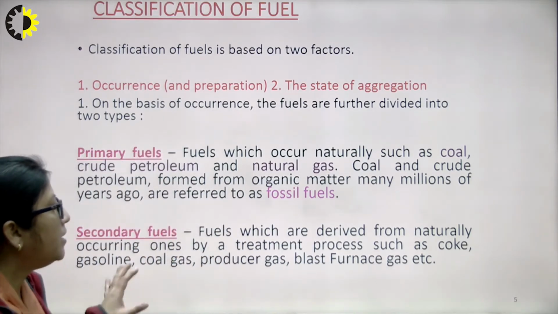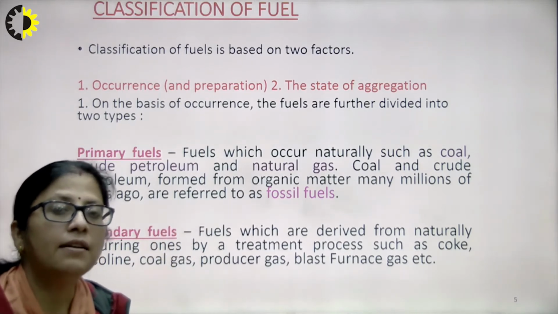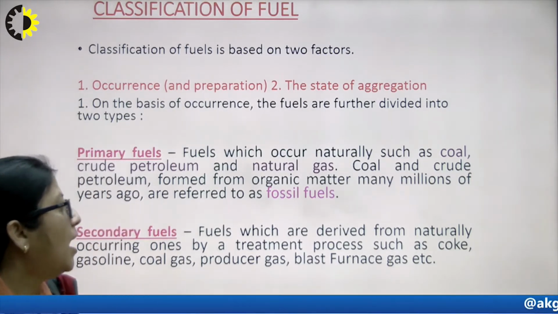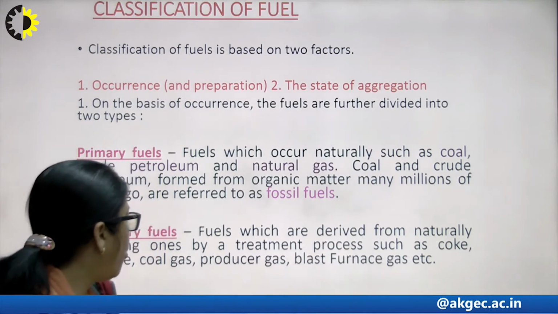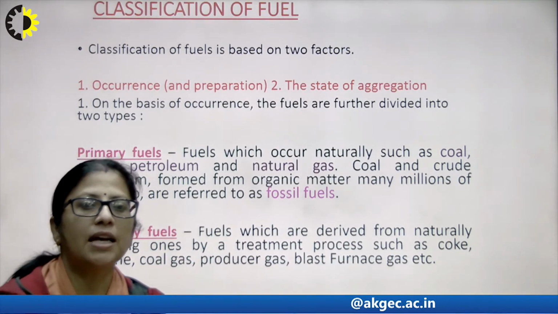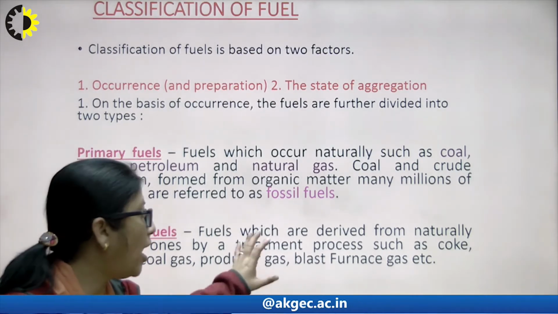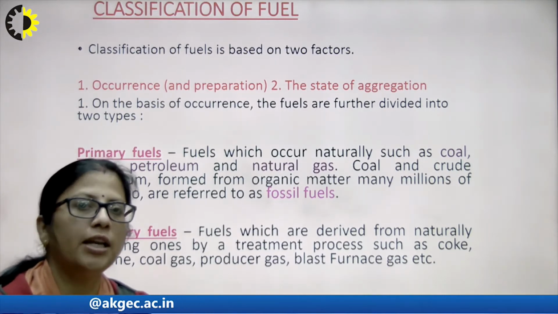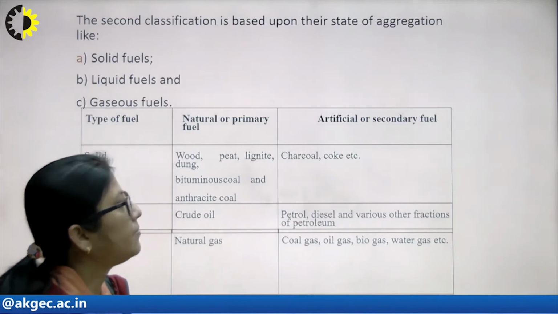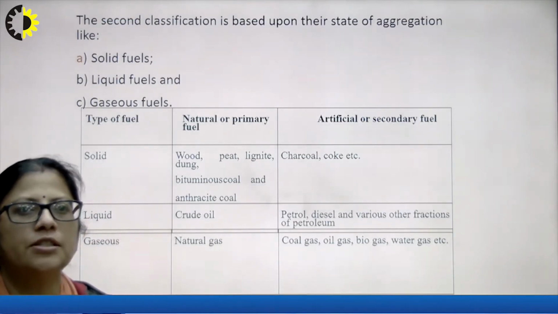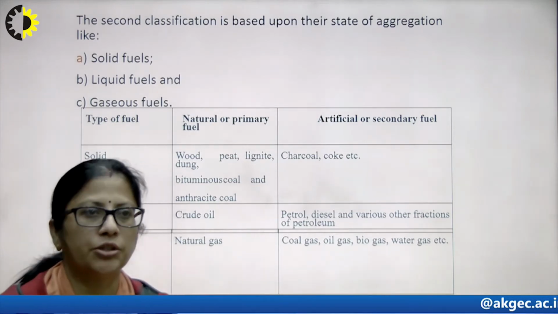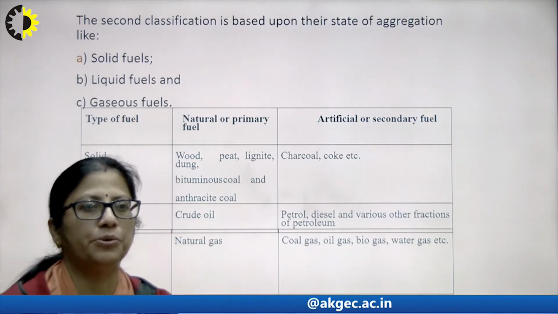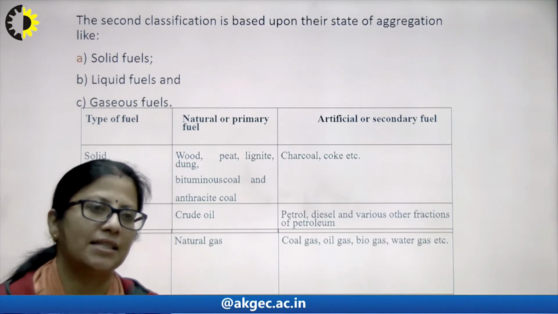And secondary fuels are those fuels which are derived from the naturally occurring fuels by different processes or treatments, for example coke, gasoline, coal gas, producer gas, blast furnace gas, etc. So they all are secondary fuels. They are formed from the primary ones, which occur naturally in nature. Now the second classification is based upon their state of aggregation. On this basis, fuels can be classified into solid fuels, liquid fuels and gaseous fuels.